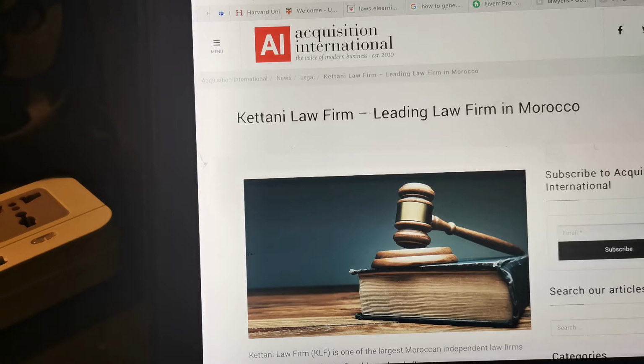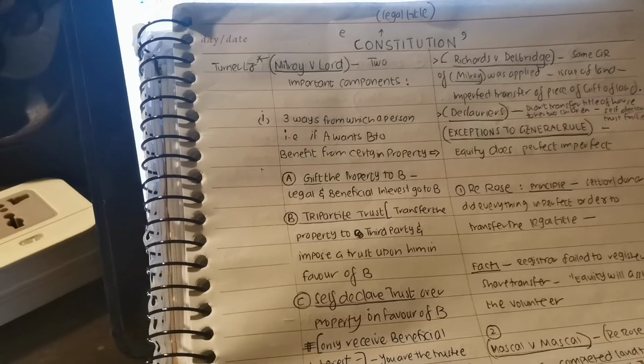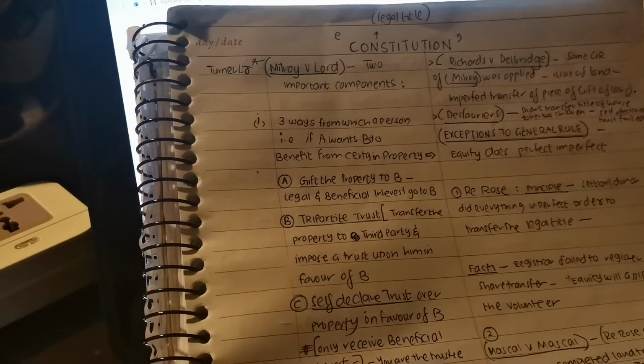Today I'm gonna be covering the chapter Constitution from the LLB Trust Law series, and the background is just for attention. We're just gonna get started with the lecture ASAP. Hi, so these are my notes, right?